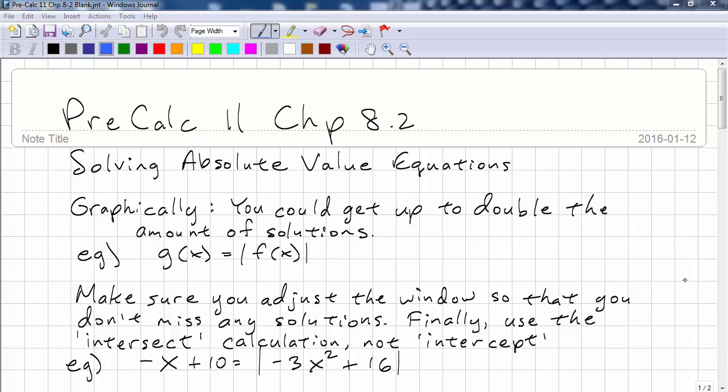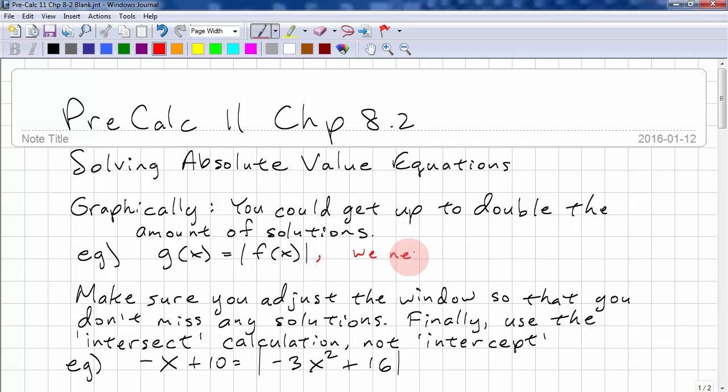This is Pre-Calc 11, Chapter 8.2. This time we're going to be looking at solving absolute value equations. Now, graphically, we could get up to double the amount of solutions. Why? Because we have two equations.